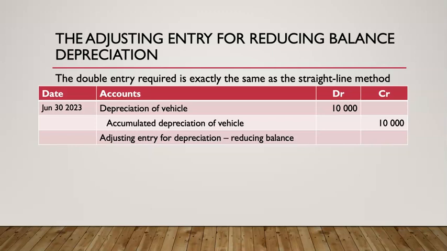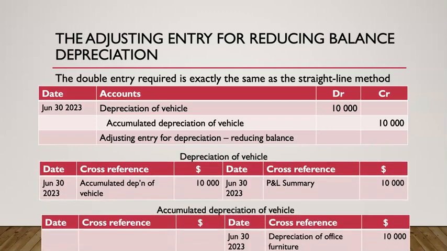It's where we store and record reductions in assets. We've got our standard template for a narration, adjusting entry for depreciation, reducing balance, and there would normally be a source document, some type of memo to record. We would then pick this information up and record it in our ledgers for depreciation of vehicle, our debit, so left-hand side, showing the cross-reference of accumulated depreciation of vehicle because that is our credit. In accumulated depreciation of vehicle, we will record a credit with the cross-reference as our debit being depreciation of office furniture.